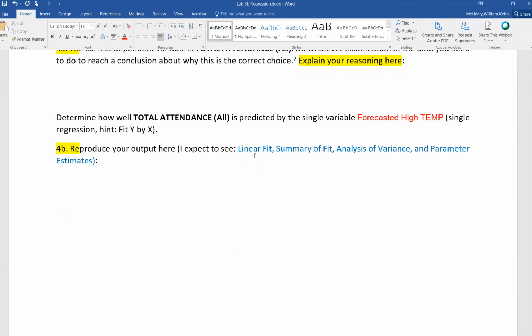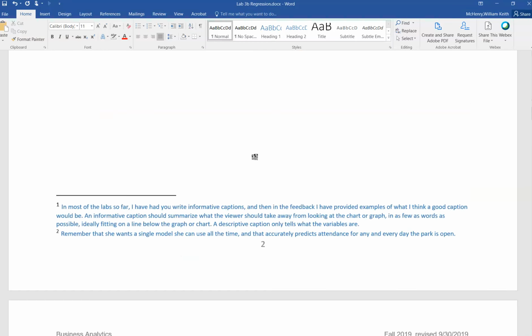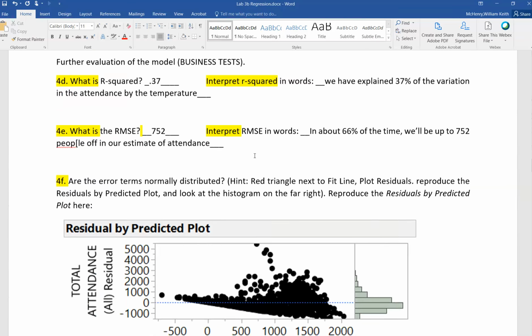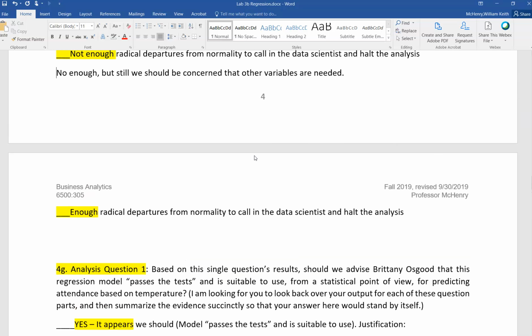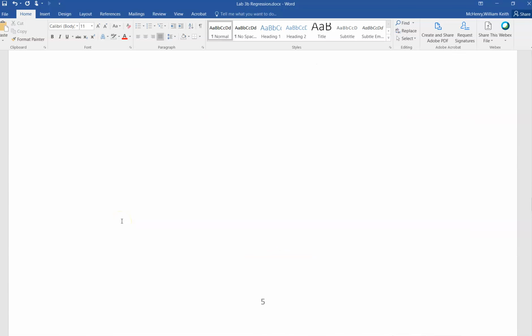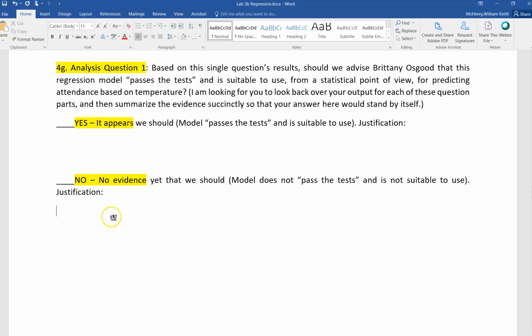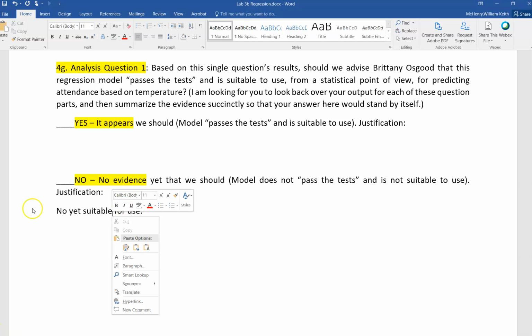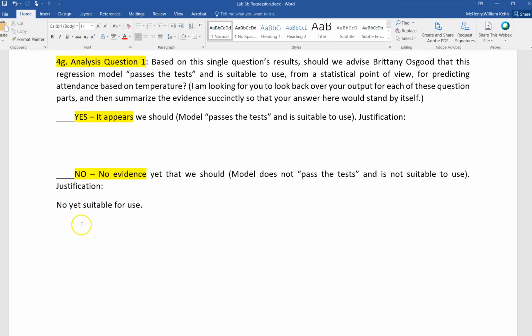So at this point we can say that we do not have enough power, that is to say, enough predictive accuracy to say that she should use this model. So not yet suitable for use. And I would go about explaining that in much greater detail here in a whole paragraph, writing down the things that I just said in words for you. So at this point we want to see if we can find more variables that will help make a more accurate model. So that's the end of question 4.